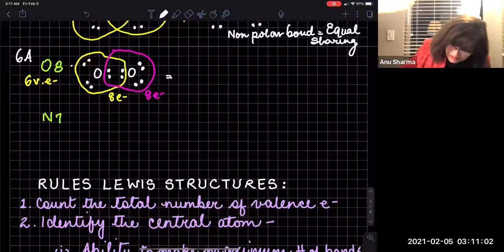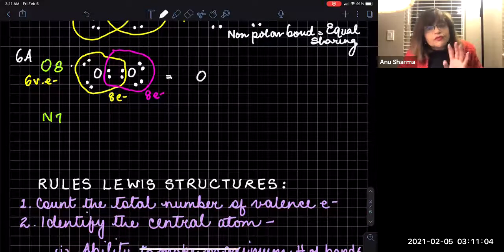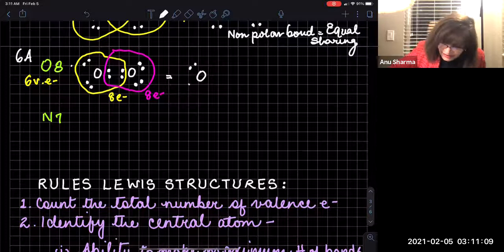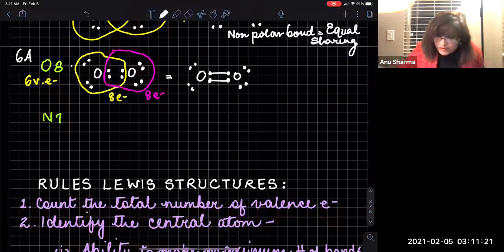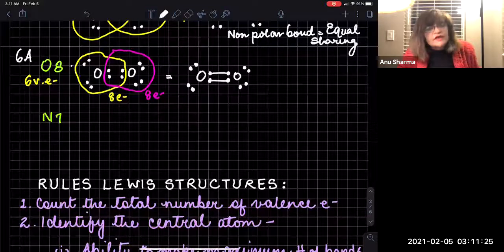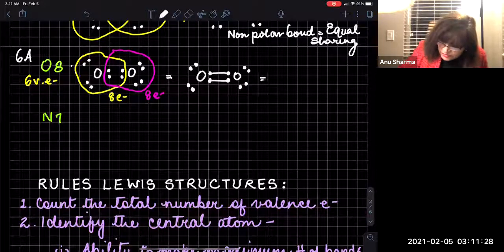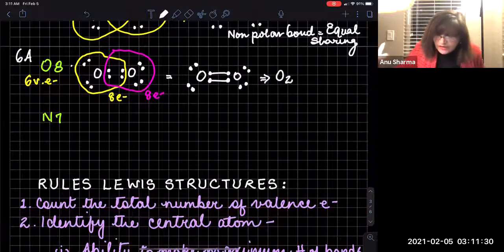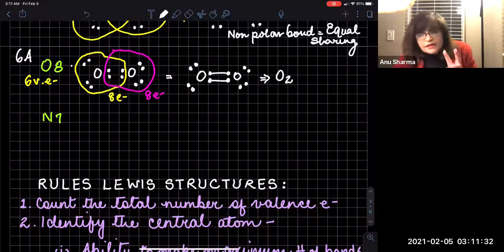So here we have oxygen. Now, since 4 electrons are involved in the bond formation, ideally it is a double bond. So this and this is 1, 2, 3, 4, and then 2, 3, 4. So this is the structure of oxygen. And once again, since the 2 atoms are the same kind, it is non-polar, equal sharing.